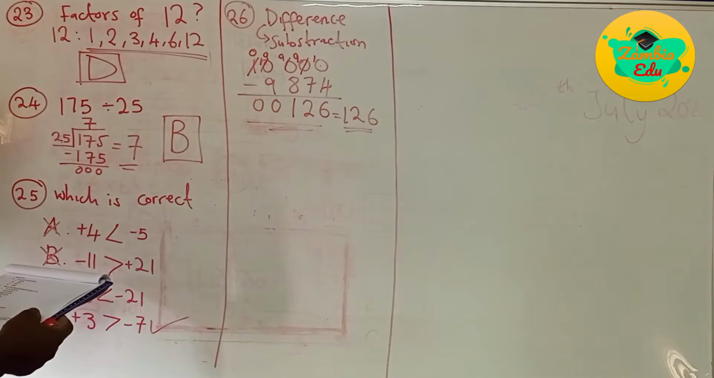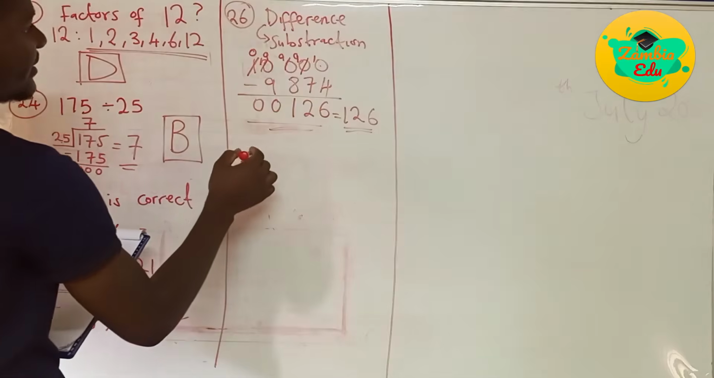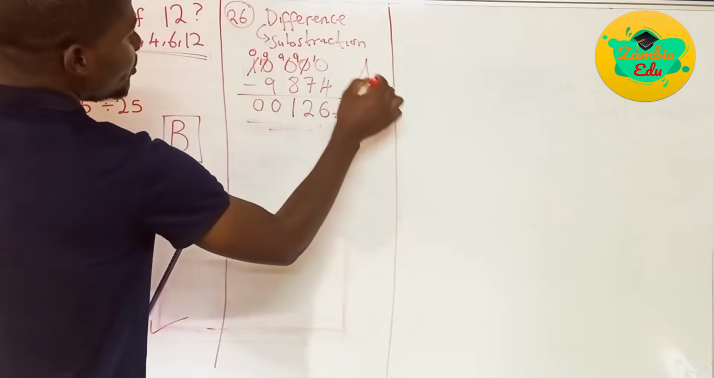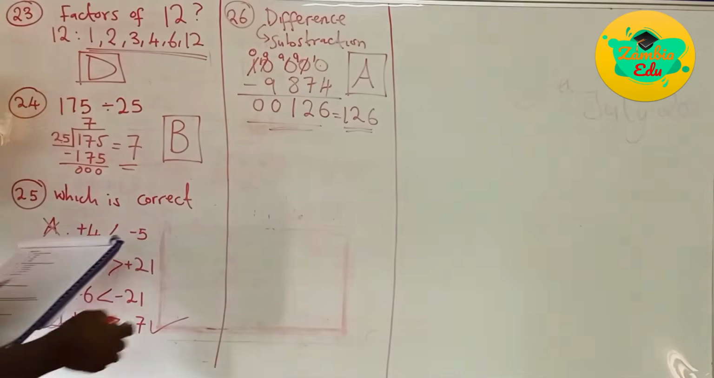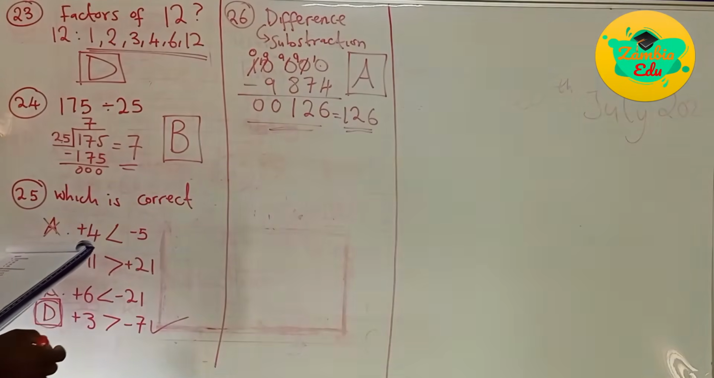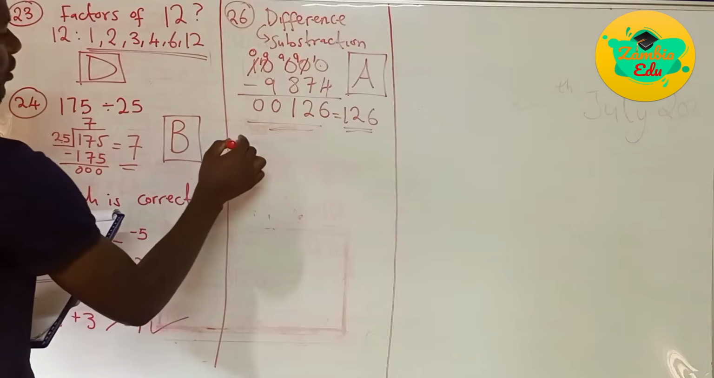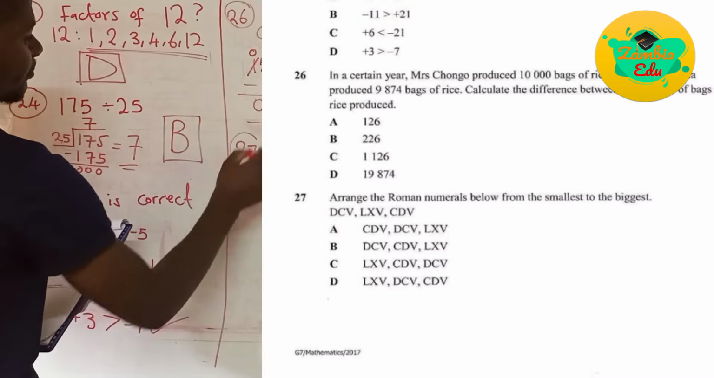And if we look at our options there, we have 126 coming up as option A. So our answer for question 26 was A. We go to question 27.